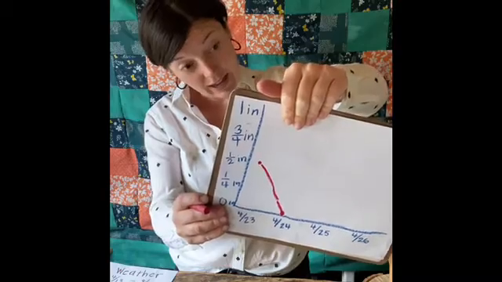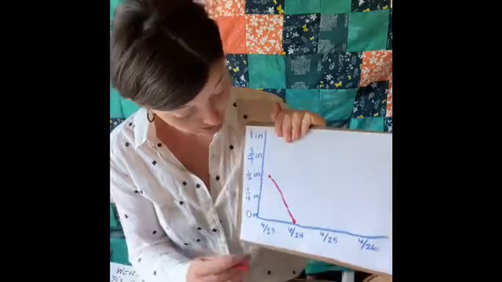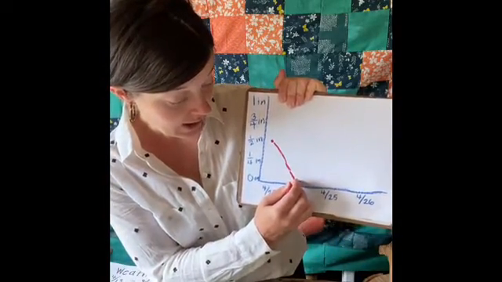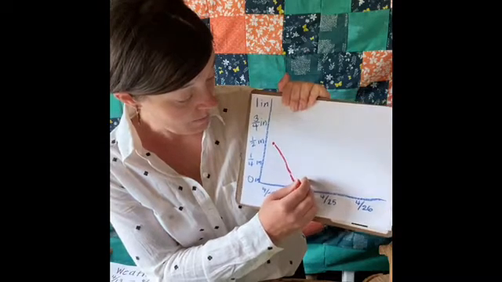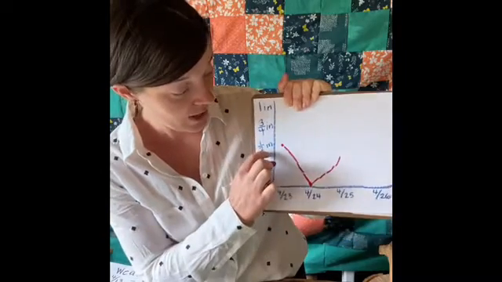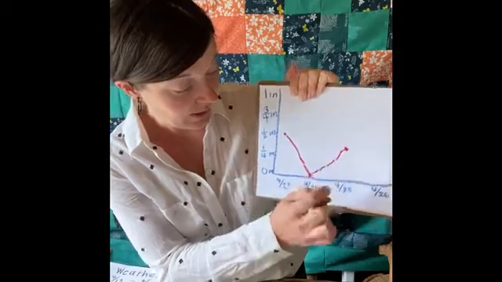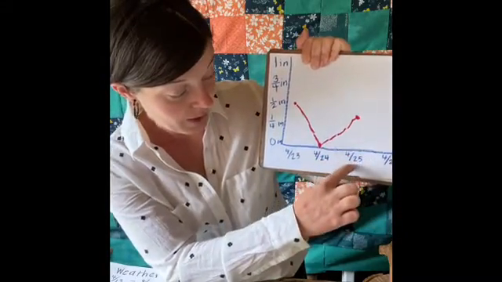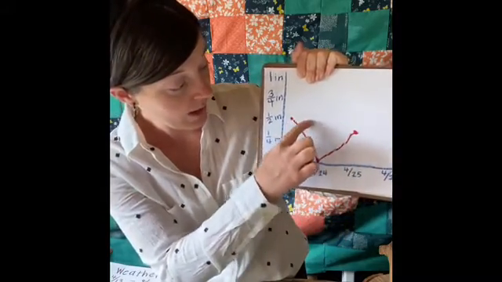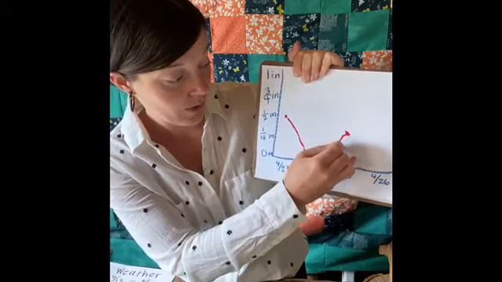On Saturday, I see that the rainfall was back to 1 inch. So I'm going to find Saturday and draw a line back up to the 1 inch over here and draw my dot so that the dot is above Saturday, 4/25, and it's right in line with 1/2 inch. Sorry, my lines are not very straight.